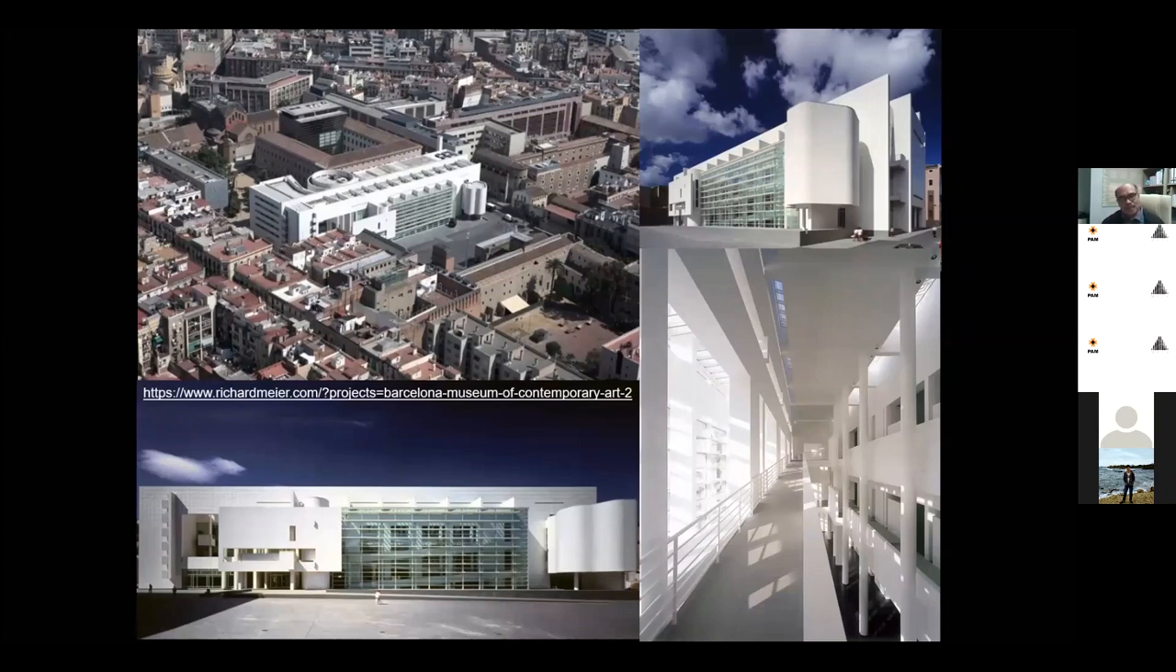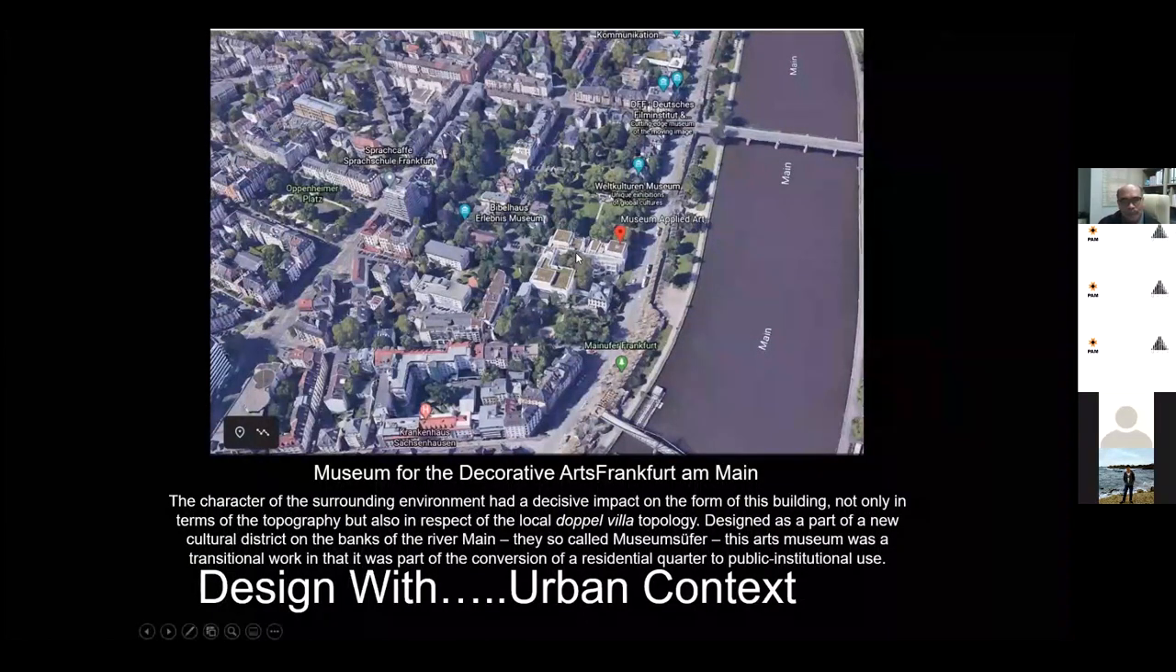And there's another museum in Frankfurt, a Museum of Decorative Arts. So in this one, the task is to blend the new museum with an existing villa, and also to take into account the neighborhood and the river, the main Frankfurt River. So the character of the surrounding environment had a decisive impact on the form of this building. So the existing building somehow dictates the form of the new museum.